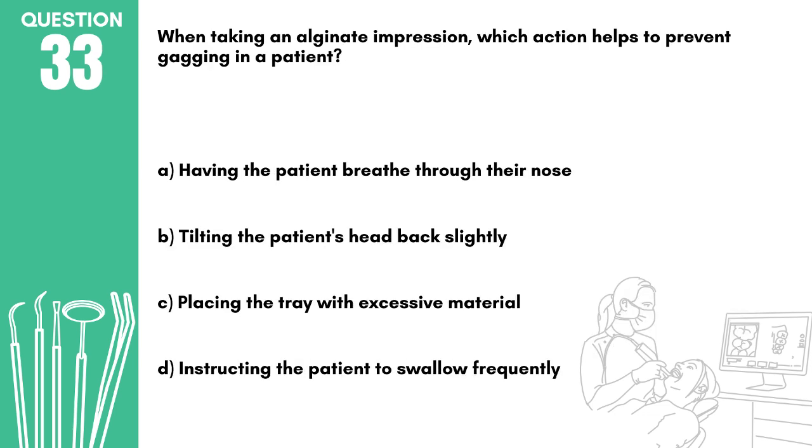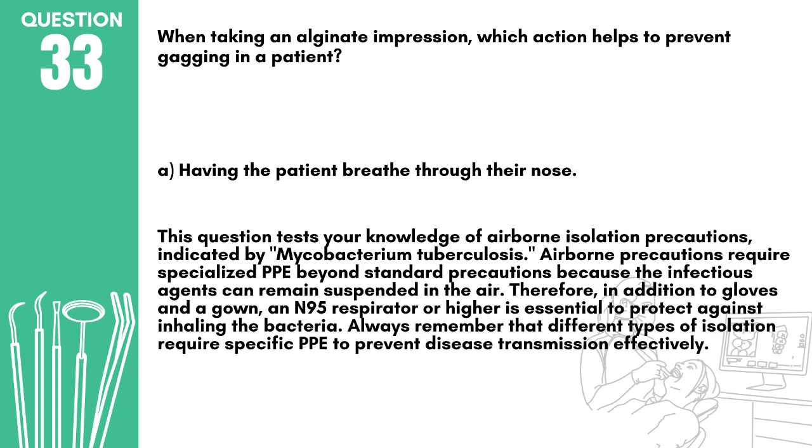Question 33. When taking an alginate impression, which action helps to prevent gagging in a patient? A. Having the patient breathe through their nose. B. Tilting the patient's head back slightly. C. Placing the tray with excessive material. D. Instructing the patient to swallow frequently. Answer: A. Having the patient breathe through their nose.